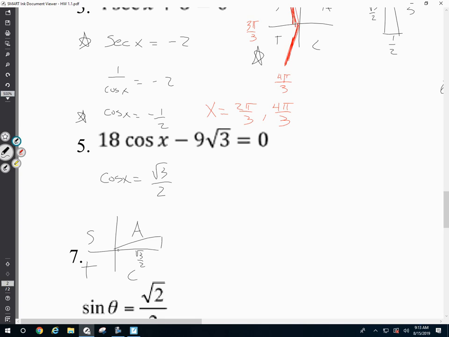This skinnier, shorter 30, 60, 90 triangle is at a pi over 6. So we're dealing with pi over 6 again. But I need the pi over 6 here in the first quadrant, where cosine's positive, and here in the fourth quadrant where cosine's positive. So that is at pi over 6. And let's see, I go all the way around to 2 pi. That's 12 pi over 6. Subtract a pi over 6, I get to 11 pi over 6.